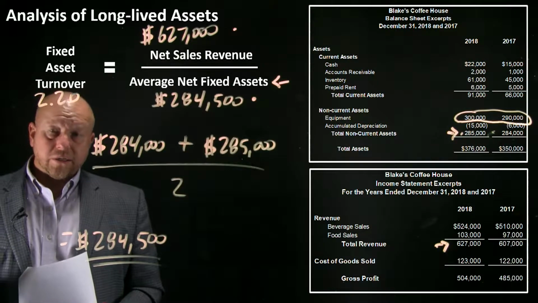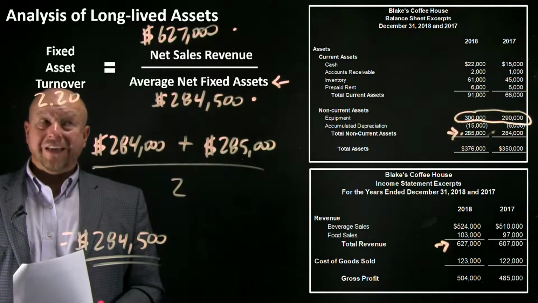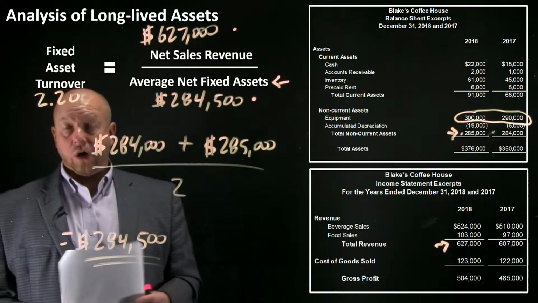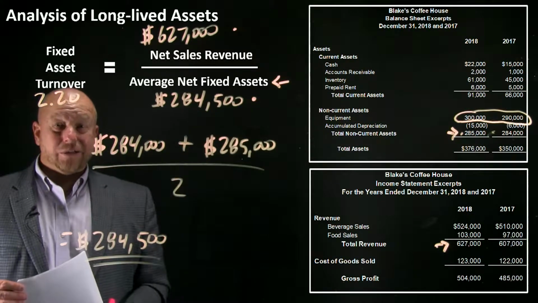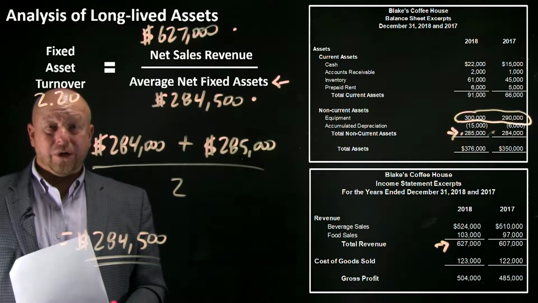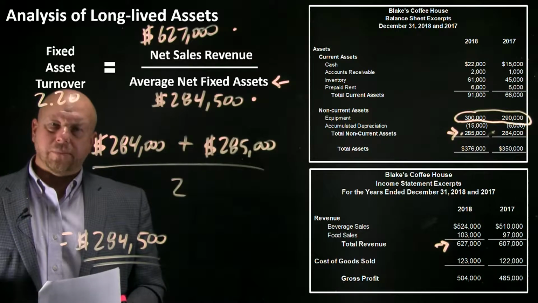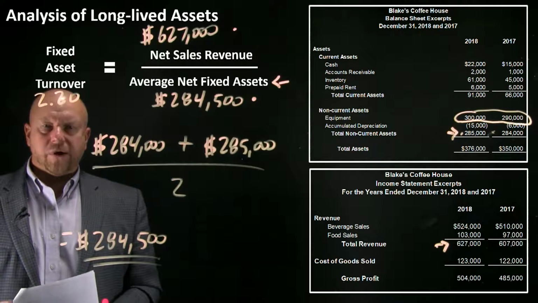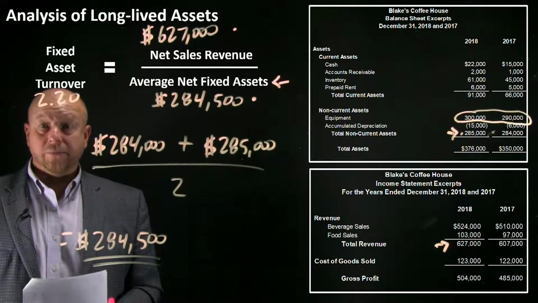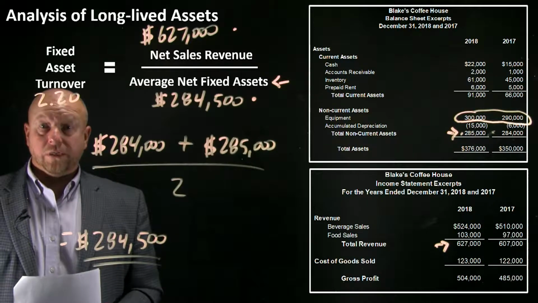So as long as sales are profitable, bigger is better. If you're selling products at a loss, a higher fixed asset turnover ratio actually will dig your grave more quickly than a lower fixed asset turnover ratio. So just keep that in mind. But of course, if you don't have profitable sales, you may have bigger problems than your fixed asset turnover ratio.